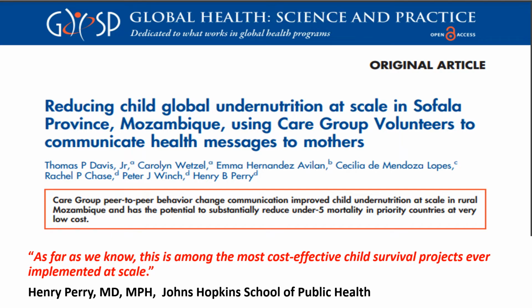This is an important project to learn on, since the final evaluator of this project and one of the co-authors of this study remarked, "As far as we know, this is among the most cost-effective child survival projects ever implemented at scale." Perry has published extensively on the effectiveness of primary health care programs, so that means a lot coming from him. This project reached a population of 1.1 million people and achieved an overall 38% reduction in underweight in children under 5 within less than 5 years.